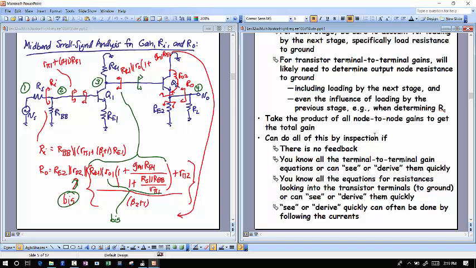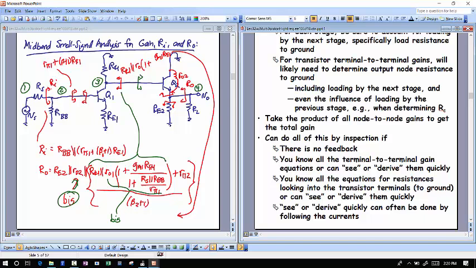And so then take the product of all node-to-node gains to get the total gain. Okay? And now you can do all of this by inspection if, one, there's no feedback. If there's feedback in your circuit, then you need to be careful. Some of them you can inspect. Some of them it's just safest to go back to hybrid pi until you go to 140 and you learn some better feedback techniques. But if you see feedback in your circuit, be careful with your inspection analysis. Okay? And if you don't know when to be careful, just don't do it.